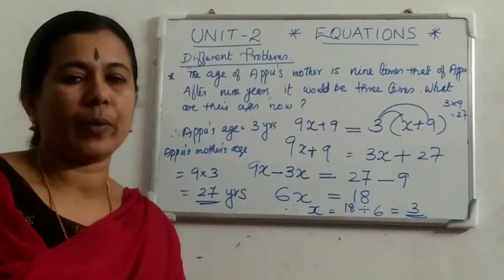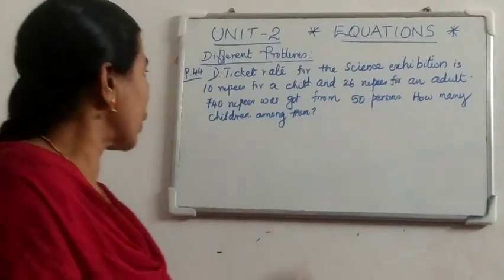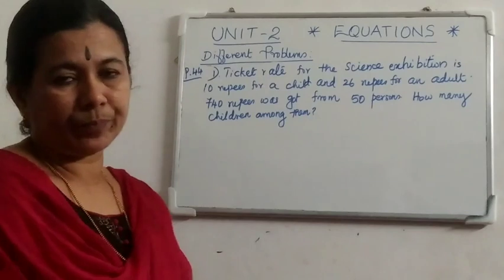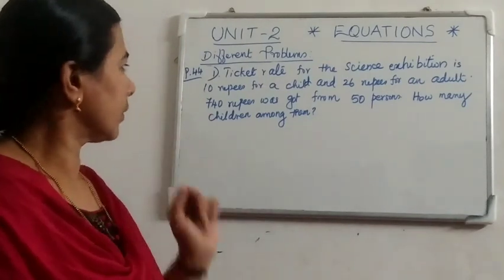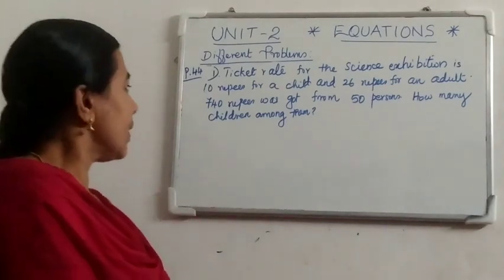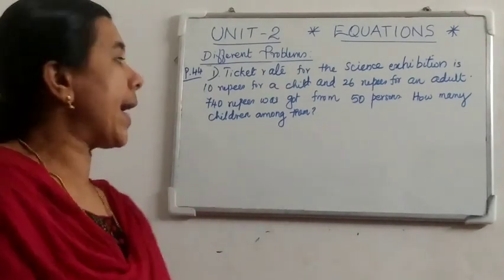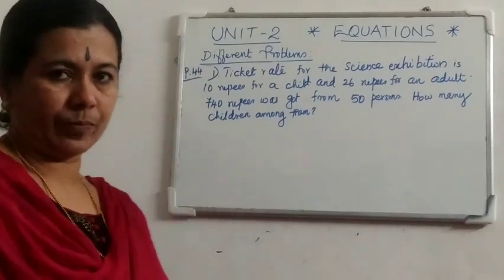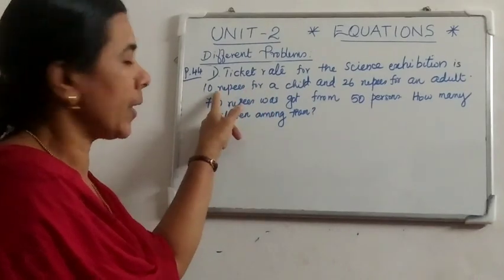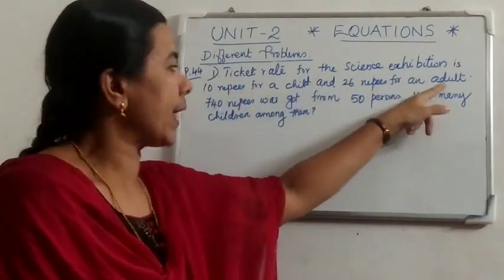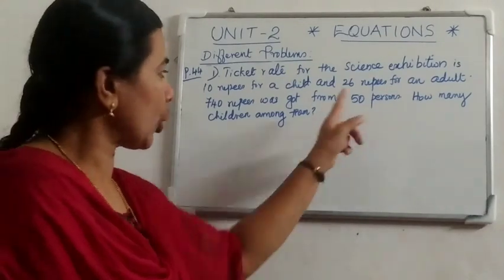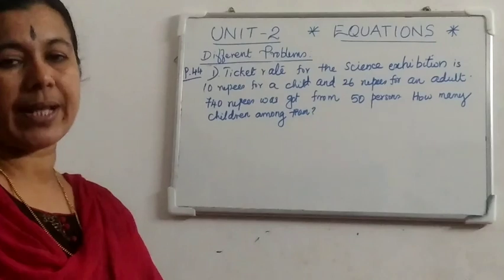Okay? Next problem. Okay, next problem on page number 44. Some problems are there. Exercise. First problem. In that first one. Ticket rate for the science exhibition is 10 rupees for a child and 26 rupees for an adult. Science exhibition is there. For a child, ticket rate is 10 rupees and for an adult, 26 rupees. One adult, 26 rupees. One child, 10 rupees. That is the ticket charge.